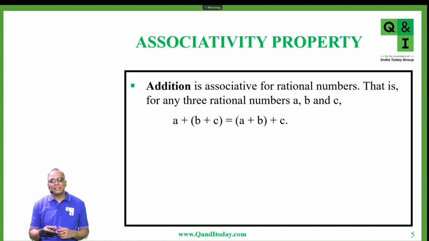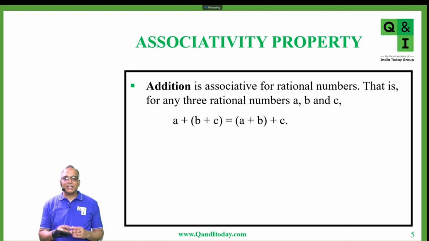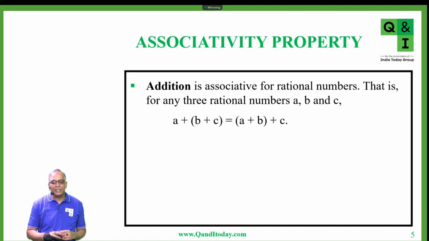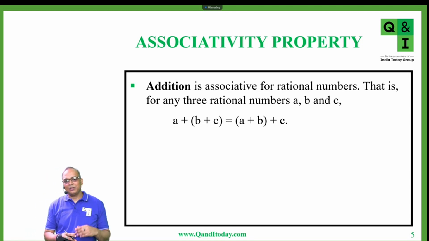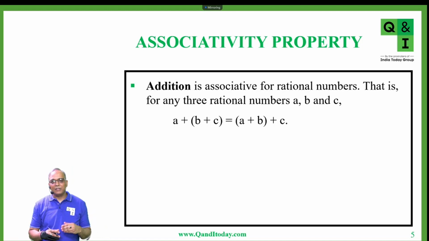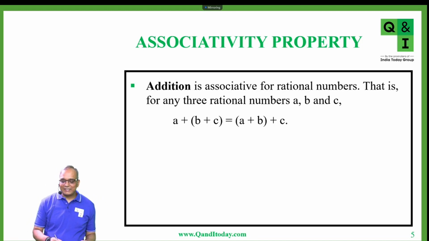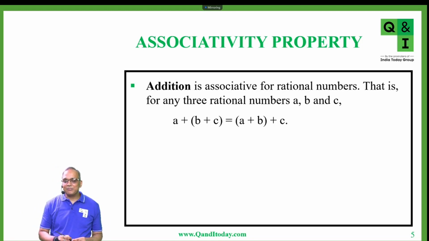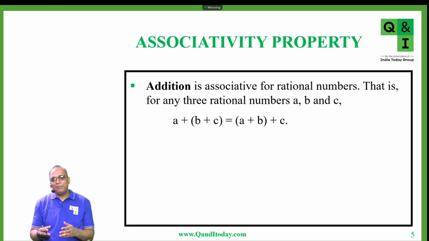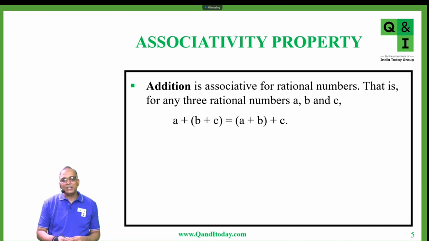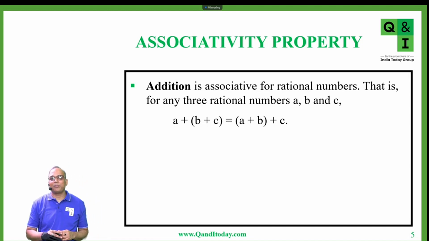And if it does not depend on the order in which you are choosing these two numbers out of three, then we say that it follows the associative property. So addition of rational numbers is associative, and that is for any three rational numbers a, b, and c. If you add b and c first and then add a to it, or if you add a plus b first and then add c to it, the result remains the same. So this property is called associative property.